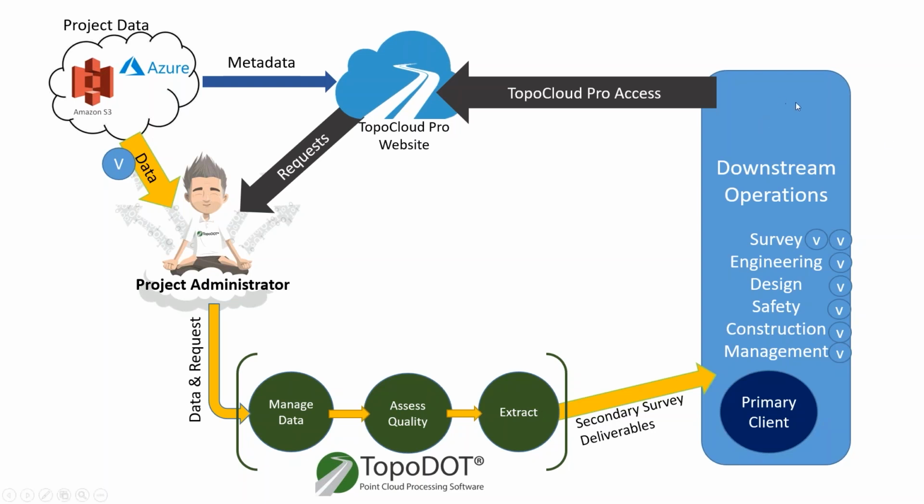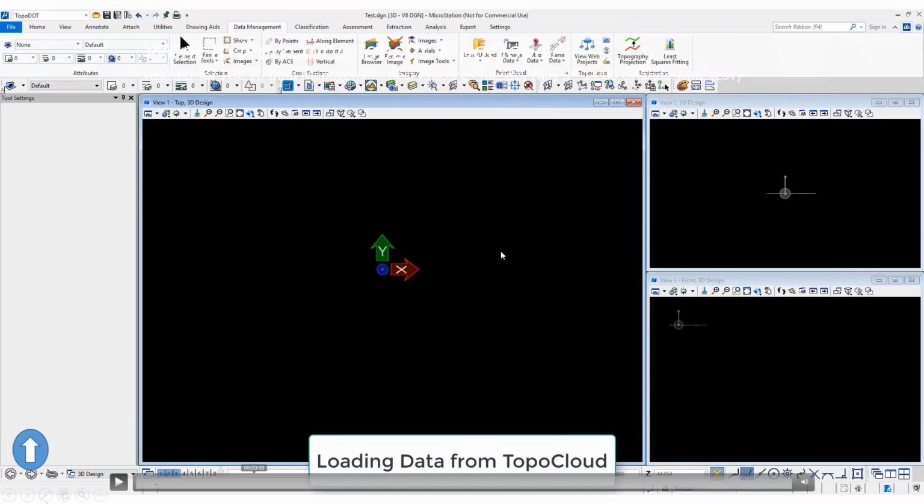Now, for those who may not be familiar with TopoDOT, Topo Cloud, I'm sorry, and how we access actual data. So we've seen how we access these metadata here and how the downstream operations get to it. Let's talk a little bit about how we access the project data. Okay, this is the actual how do I download data. So I'm going to take a look at that for you right now.